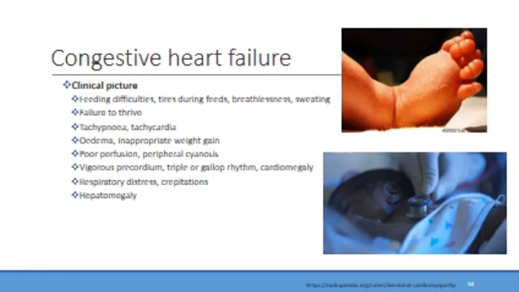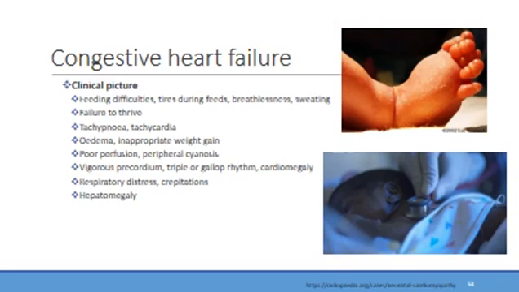In the general examination, the baby may appear pale or peripherally cyanosed. Edema can be present, especially periorbitally, and also including the dorsum of the hands, the dorsum of the feet, pitting edema over the lower extremities, and sacral edema. Because of this, you can also have inappropriate weight gain.